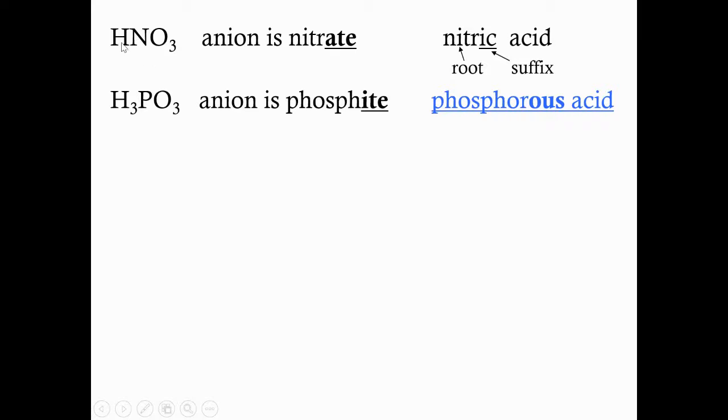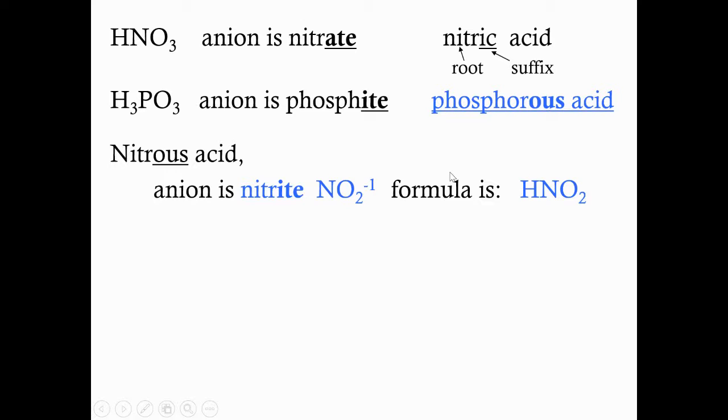So here's an example. HNO3 contains the nitrate ion. Its name is nitric acid. Ate becomes ic. H3PO3 contains the phosphite ion. So the ite changes to us, but we do keep that extra syllable. It's not phosphus, it's phosphorus.